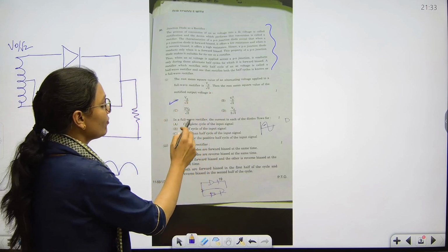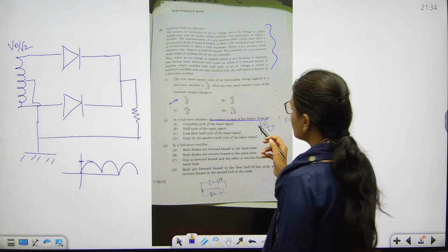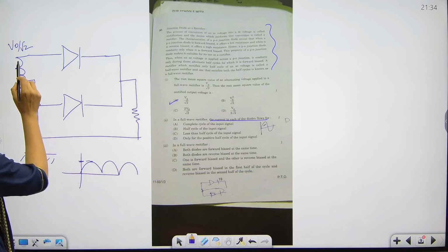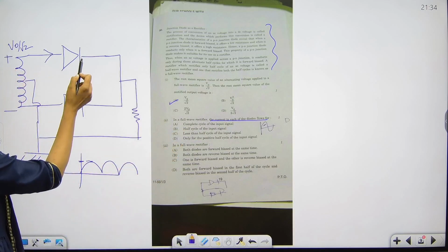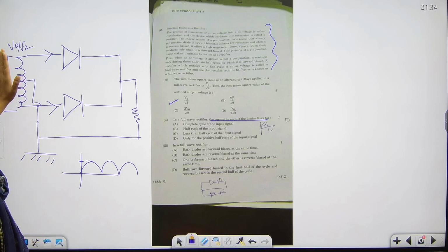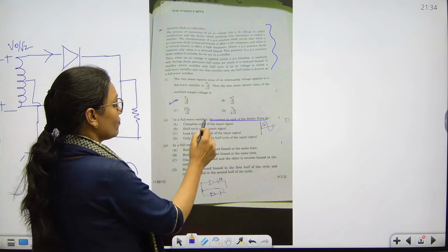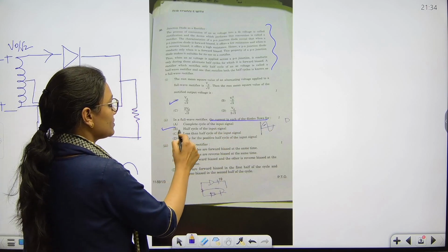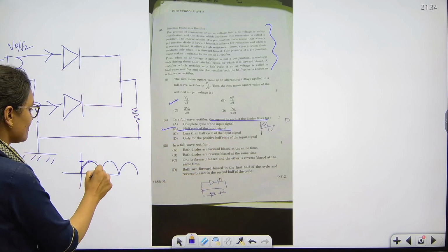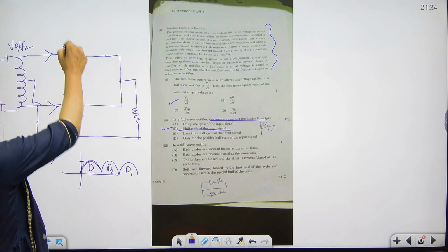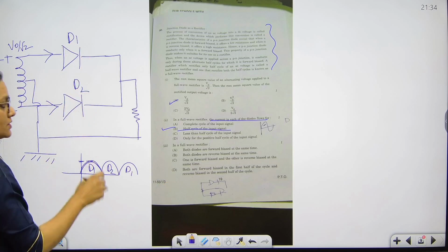Next, if in a full wave rectifier the current in each diode flows, we know that during the positive cycle this diode starts working, during the negative cycle this diode starts working. So for half cycle one diode works, for the other half cycle another diode works. So current in each diode flows for half of the input cycle. For the first half cycle D1 works, then D2 works, then D1 works, then D2 works, and so on. If you take this one as D1 and this one as D2, this is the basic theory.